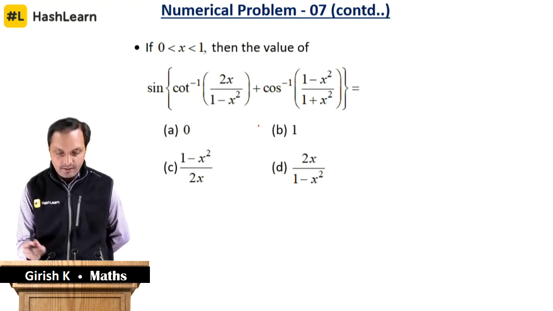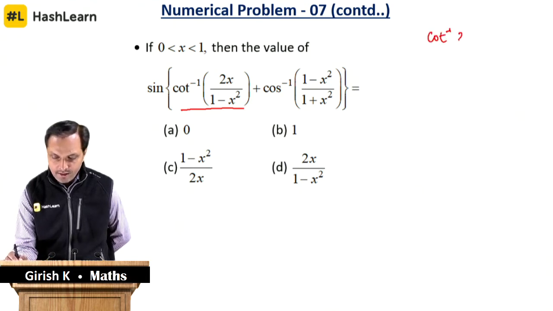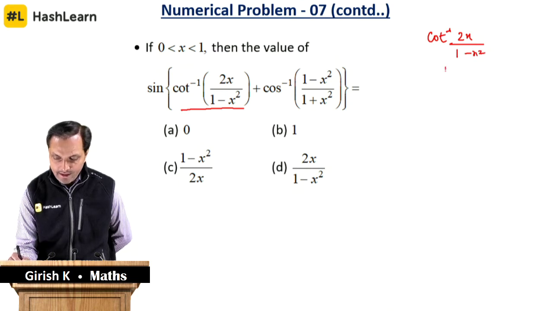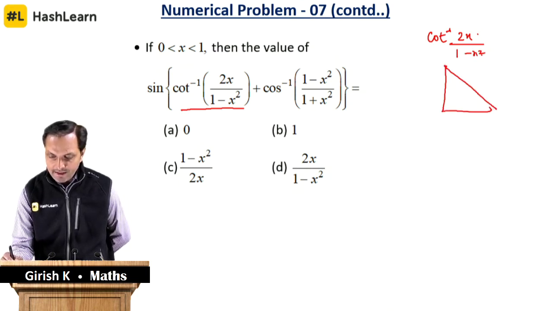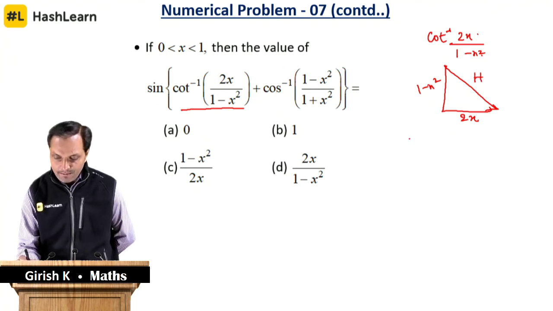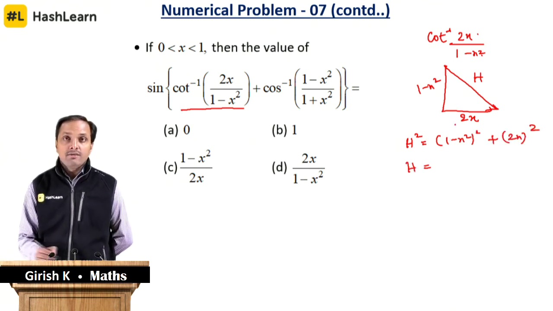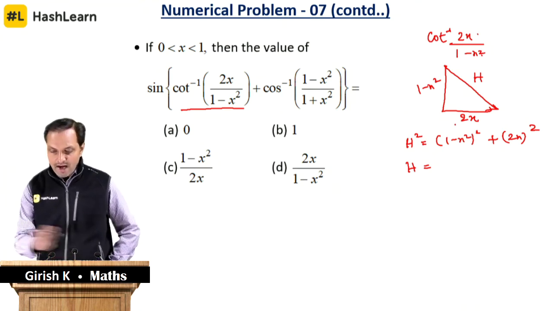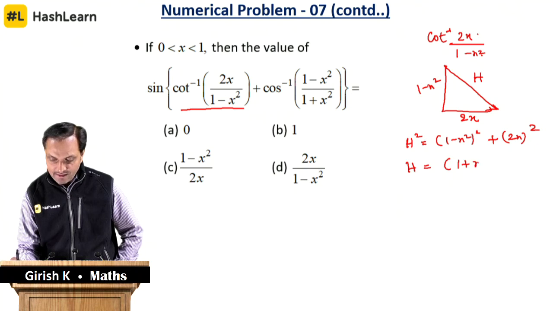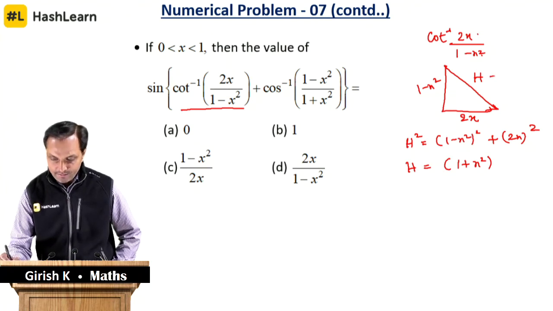What we can do here, see, this is cot inverse. I will draw a triangle, cot inverse 2x by 1 minus x square. The triangle for cot is this by this, this is 1 minus x square, this is 2x. If you want to find the hypotenuse, your hypotenuse is h. Your h square is 1 minus x square whole square plus 2x whole square. So once you simplify, you know that 1 square plus x power 4, that should give you 1 plus x square. Your h is 1 plus x square.